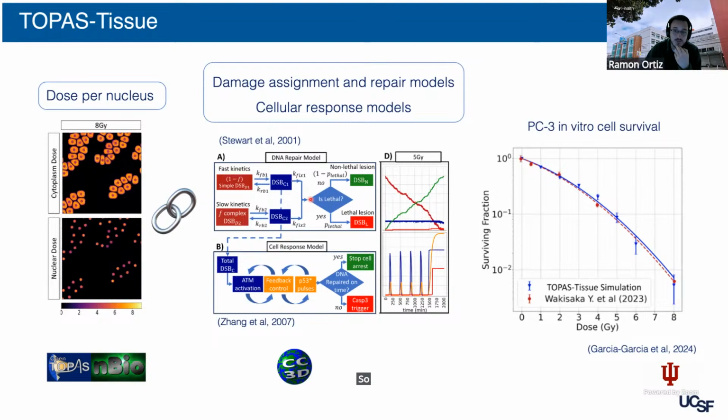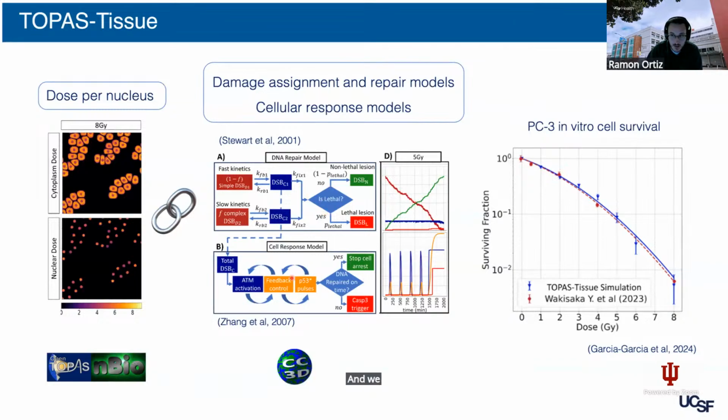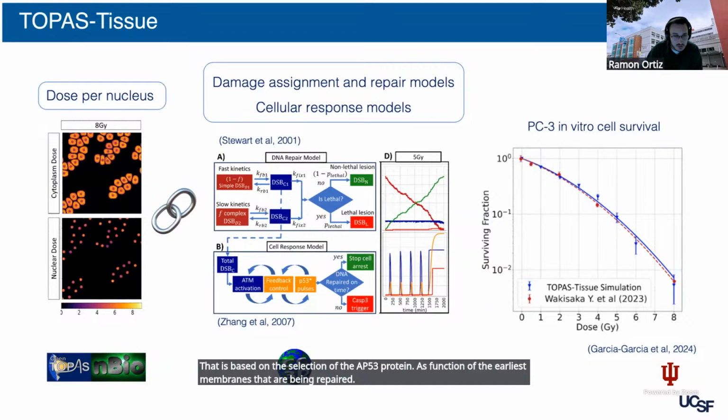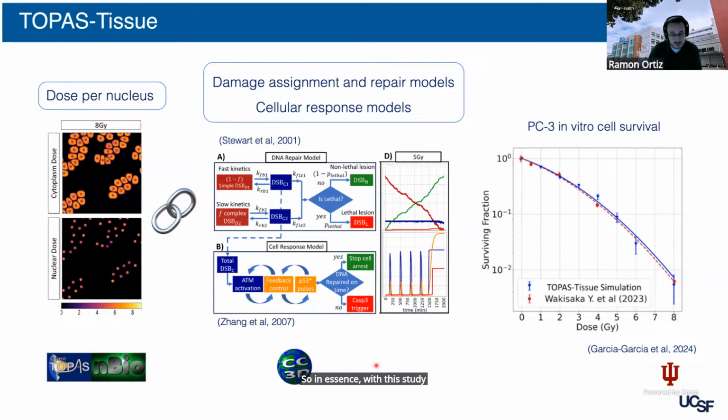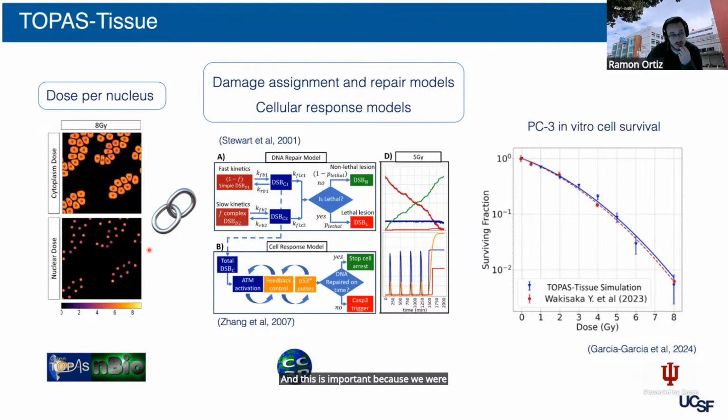So in particular for the repair of DNA damage, we implemented the two-lesion kinetic model, which is widely used in conventional radiobiology, and we coupled it with a published model of cell response that is based on the oscillation of the p53 protein as a function of the double-strand breaks that are being repaired. So in essence, with this proof of concept example, we were able to reproduce the response of a multicellular system from, let's say, first principles. So we simulated the step-by-step interactions between the physical, chemical, and different biological processes. And this is important because we were able to consider the individual blocks of this response of living tissues, or in this case in vitro cells, to radiation.